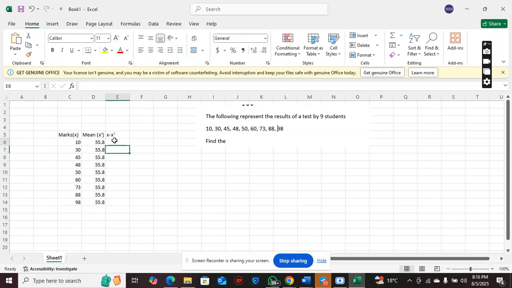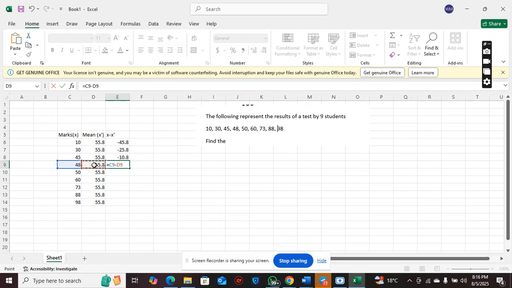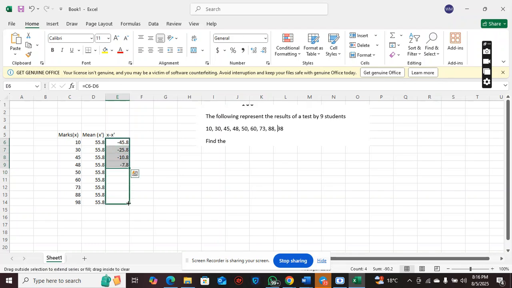Okay, so I'm going to say 10 minus 55.8, get negative 45.8. 30 minus 55.8, negative 25.8. 45 minus 55.8, negative 10.8. 48 minus 55.8, negative 7.8. Each data value, you subtract the mean. Any questions?